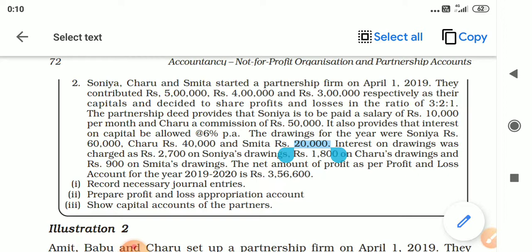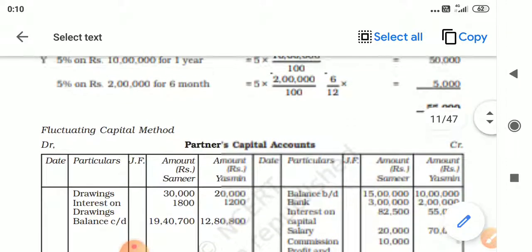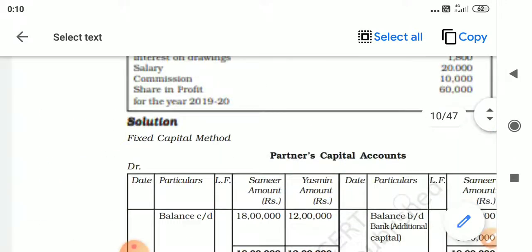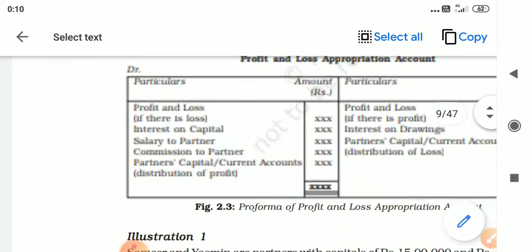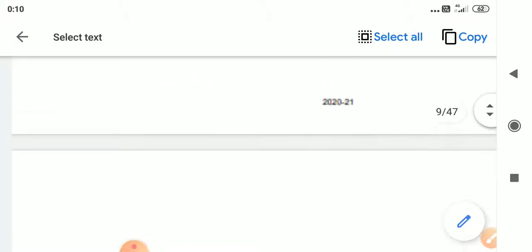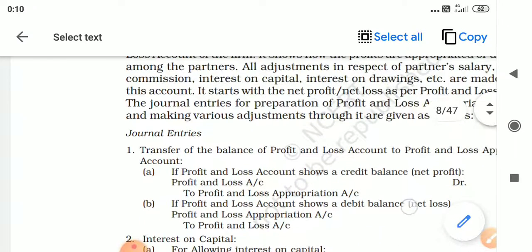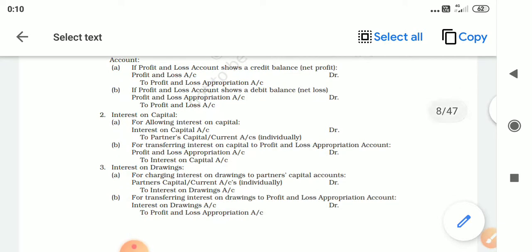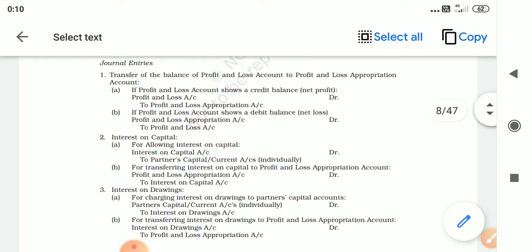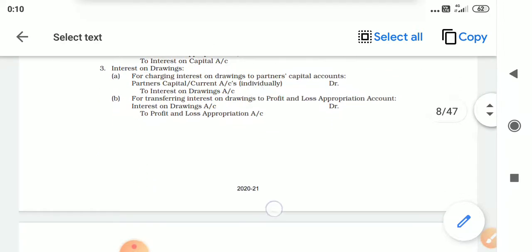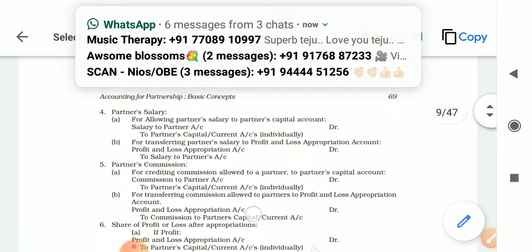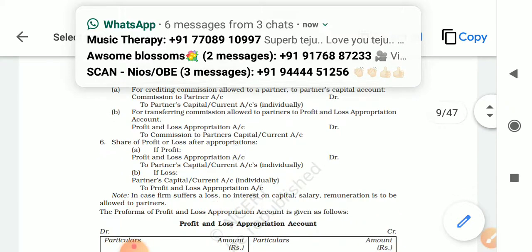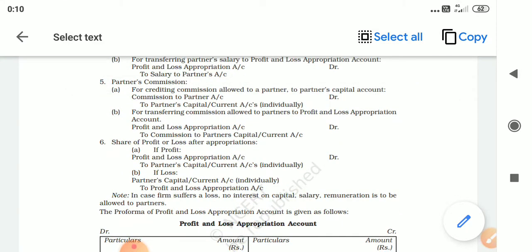How you have to pass the journal entries? The format, it is already mentioned in the format where you have to prepare P&L appropriation account. See, it is mentioned here. Page number 68. There is no current account, there is only capital account. So you have to pass all these journal entries. The amount you will get from the account which you have prepared. Okay, students? So try solving these two sums. If you have any doubts, you can get back to me.